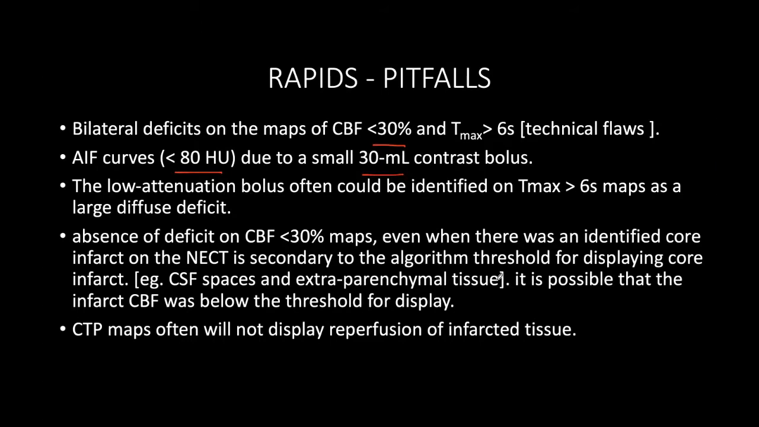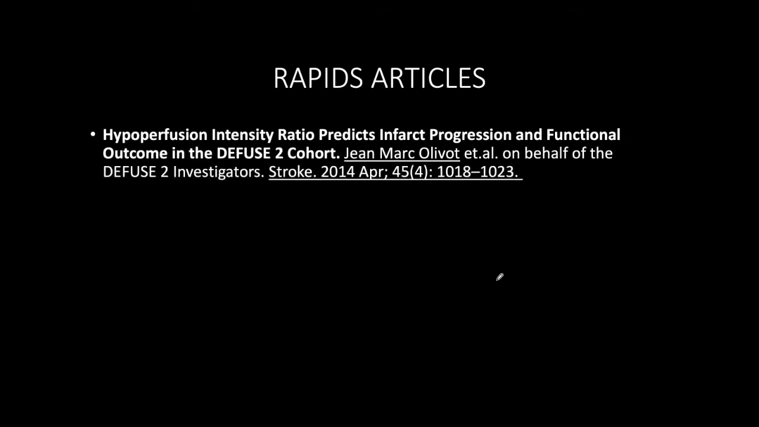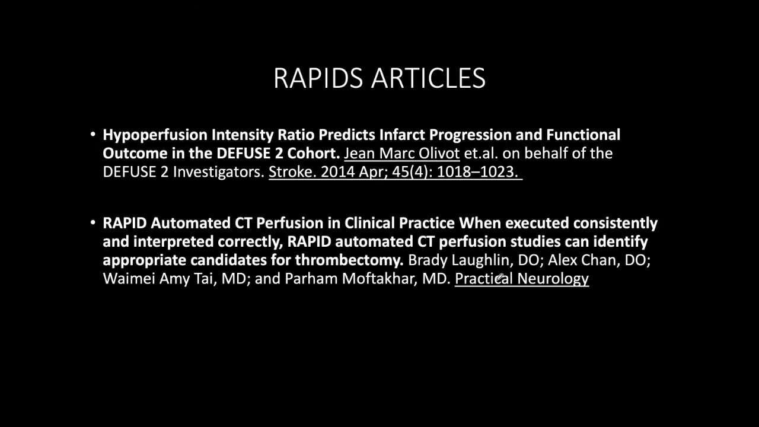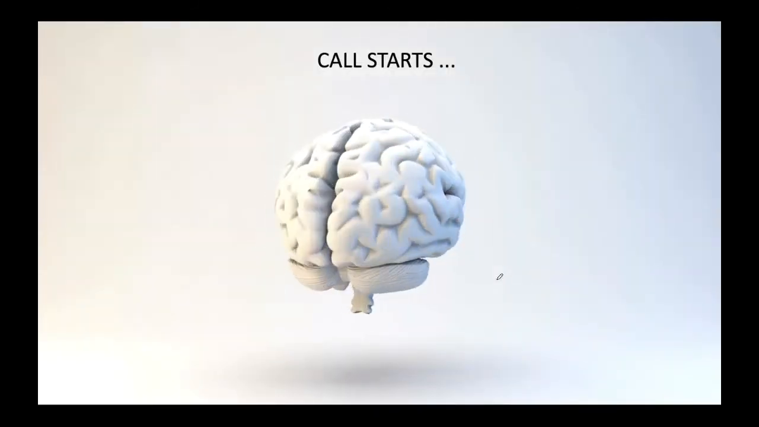When you look at the perfusion maps, if there is reperfusion of infarcted tissue, the map may not pick it. So these we'll have to keep in mind while we are reading the RAPID. I saw some articles in Stroke Journal, and even one in Practical Neurology I thought was simple, and you guys can have a quick look at it.